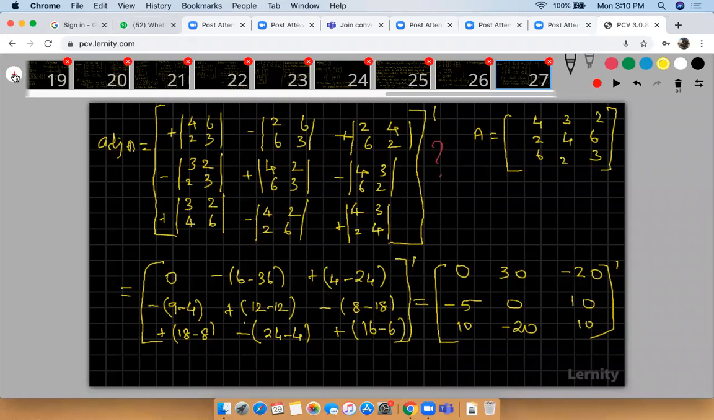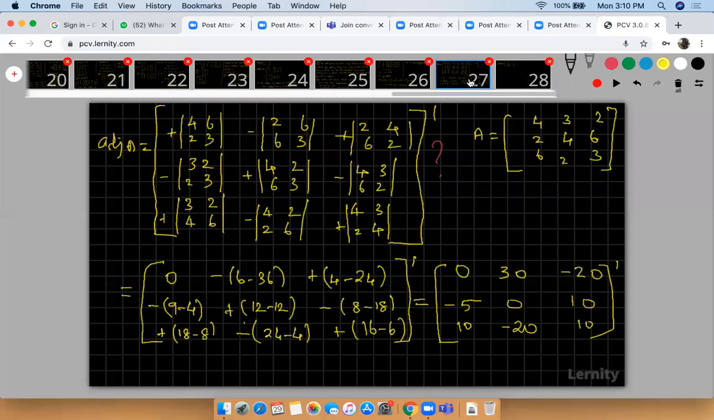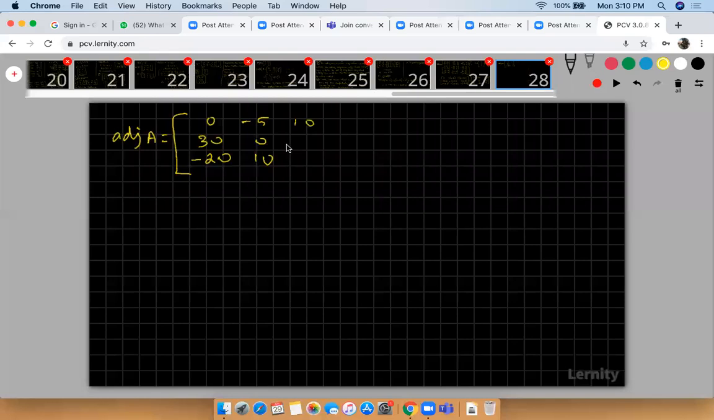Okay. So therefore, your adjoint of A is equal to, take a transpose. Transpose means 0, 30, minus 20, minus 5, 0, 10, 10, minus 20, 10. Okay, right. Now come to that.